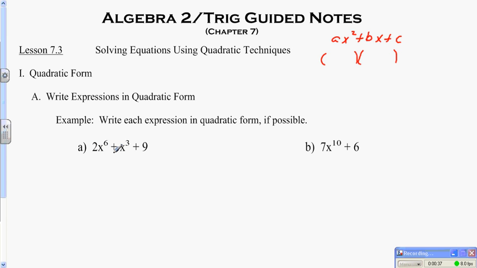To decide if something can be written in quadratic form so that you can use that process, there is a simple step that is needed. And that is to take the middle term, and you can ignore the coefficient, just take the variable with its power, and square it. And when you do that, in this case you get x to the sixth. If that is the same thing that leads your equation or expression, then that means it can be written in quadratic form.